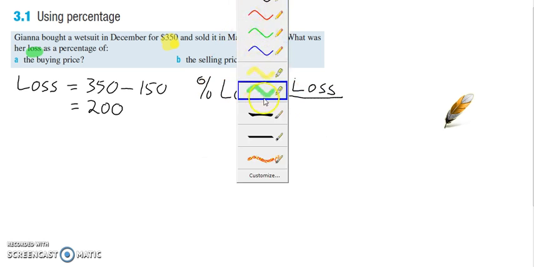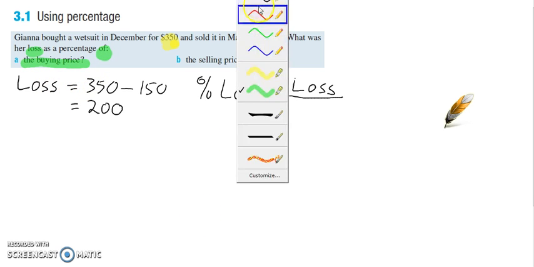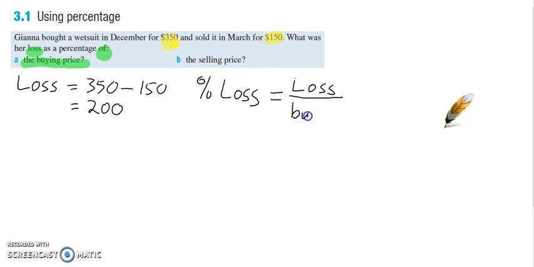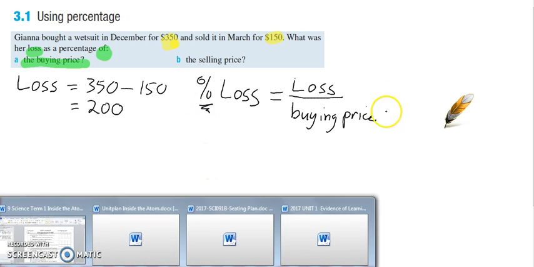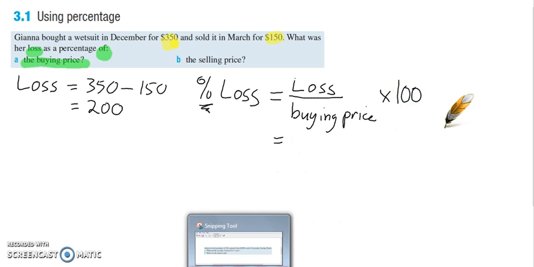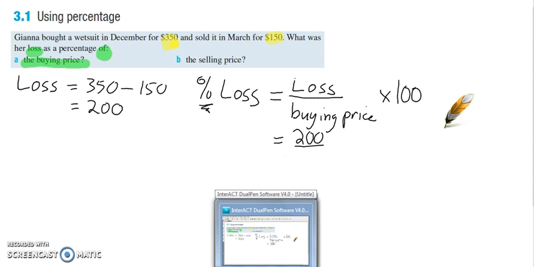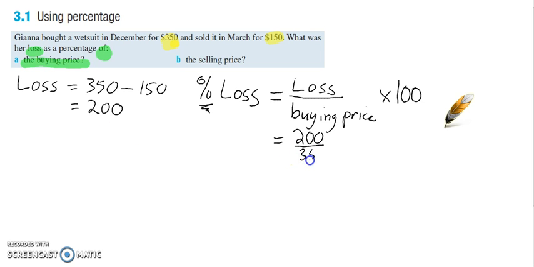The second thing they state, in this case, it comes after the of word, is buying price. So it's going to go on the bottom of the equation. Because we're looking for a percentage, we multiply by 100 at the end. So the loss we worked out is 200. The buying price from the question is 350, and we multiply by 100.